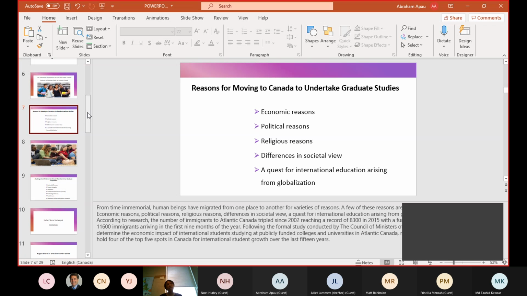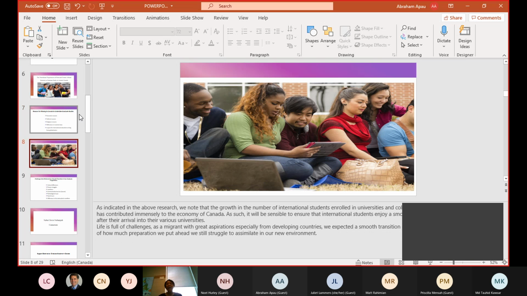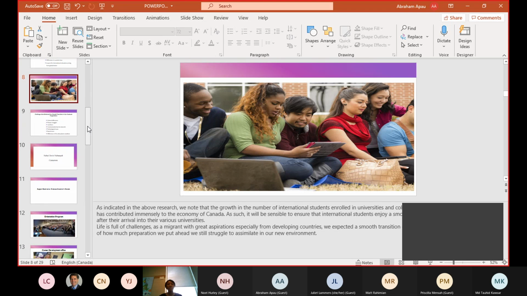According to a former study conducted by the Council of Ministers of Education and Training to determine the economic impact of international students studying at publicly funded colleges and universities in Atlantic Canada, research showed that the Atlantic provinces hold four of the top five spots in Canada for international students over the last 15 years, with the Asia Pacific region as the largest source of students with 59%, followed by Africa, just like me, 18%, then Latin American and Caribbean regions with 10%.